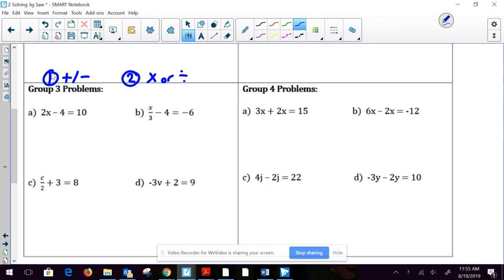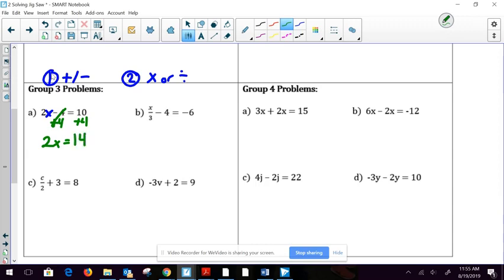So if we go ahead and look at example A, I have 2x minus 4 is equal to 10. So our whole goal here is to get the x all by itself. The way we would do that is to first take care of our addition and subtraction. In this case, we have a minus 4. So how do you move the minus 4 to the other side? Right, by the inverse operation of adding it. So we're going to add 4 to both sides. When I do that, I'm left with 2x on the left side of the equal sign, and on the right side, I have 10 plus 4, which is 14.